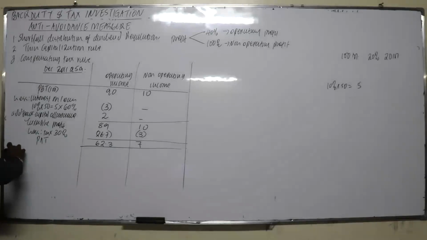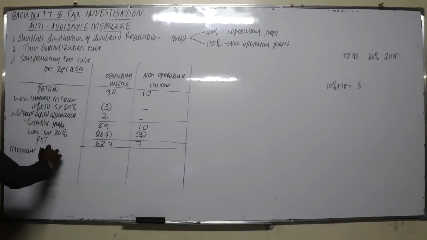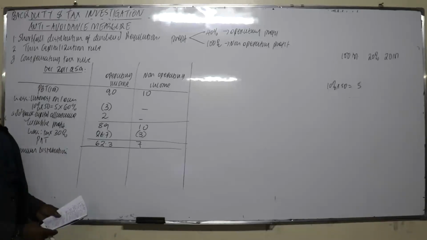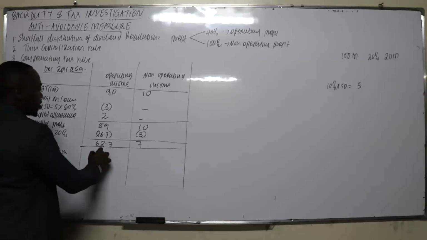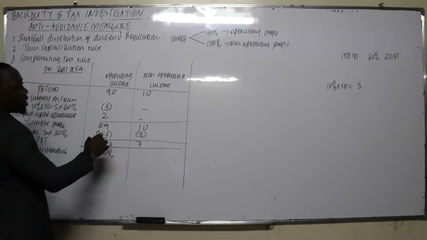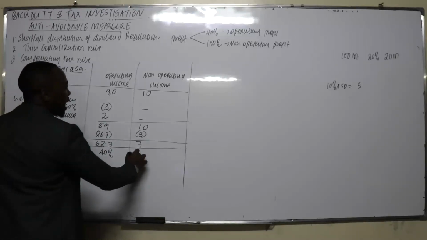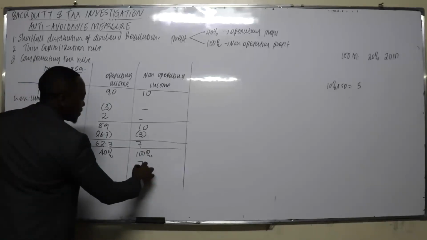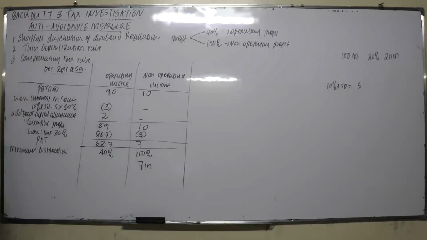Then we have minimum distribution. We say that from the operating income, they should distribute a minimum of 40%. From non-operating income, they should distribute 100% of the profit after tax. So that means here they should distribute 7 million. What about this?